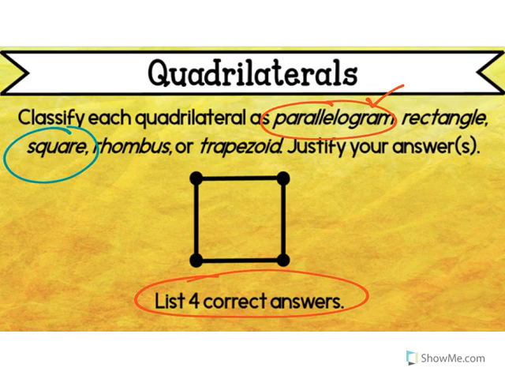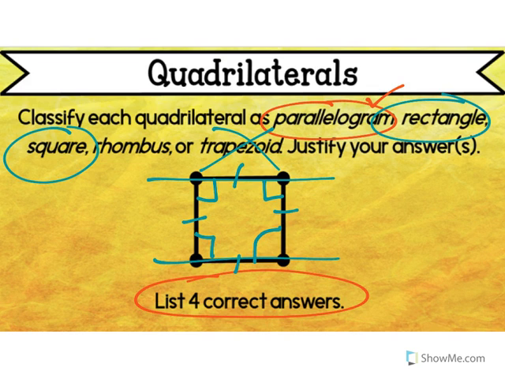Can it be a rectangle? Well, it has 4 right angles, right? And the opposite sides have to be the same length. Are they the same length? Yeah, it doesn't matter that they're all exactly the same length, so it is a rectangle too. Now, is it a rhombus or a trapezoid? I know it's not going to be a trapezoid because I already said there's 2 pairs of parallel lines. Okay? So it is a rhombus too.